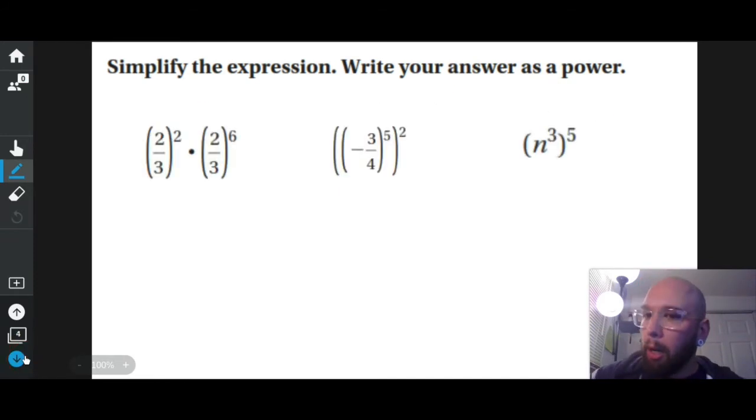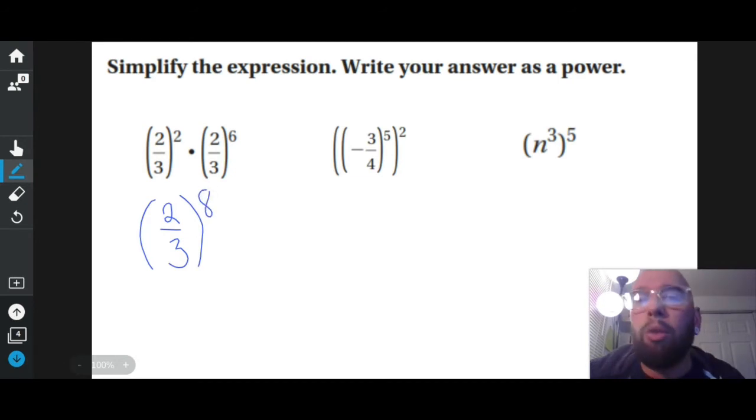Okay, let's do more. When I multiply 2 powers, I add the exponents. So I have 2 2/3 next to 6 2/3, so that's going to give me 8 2/3.